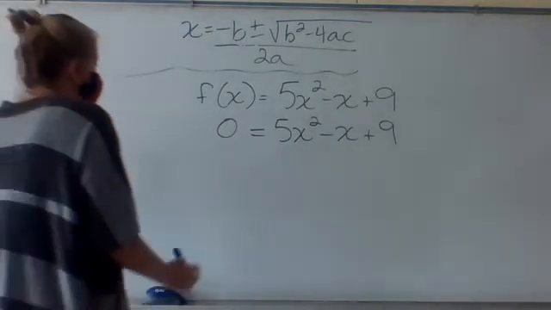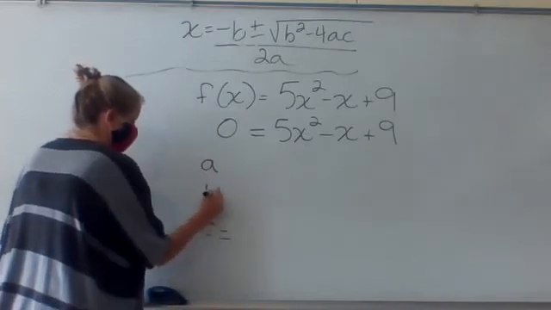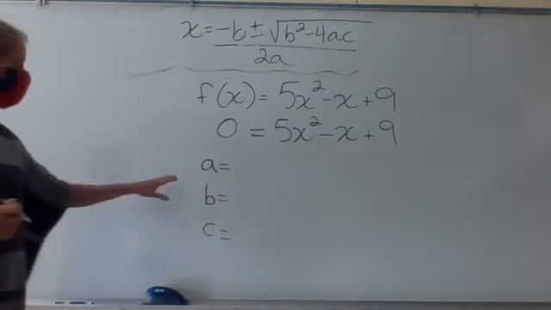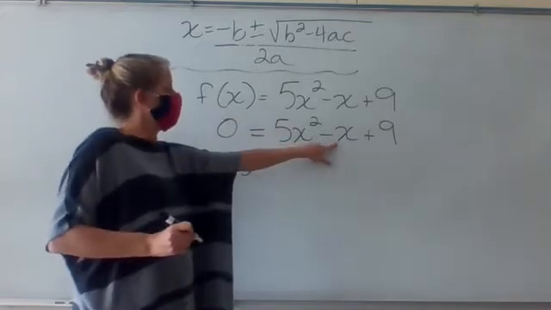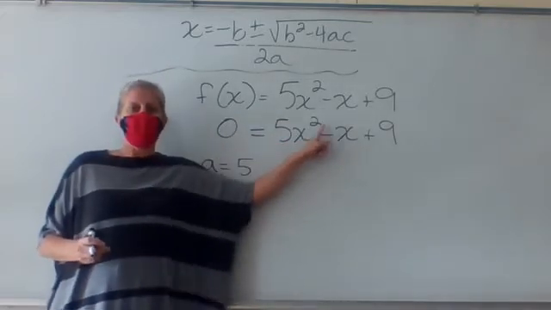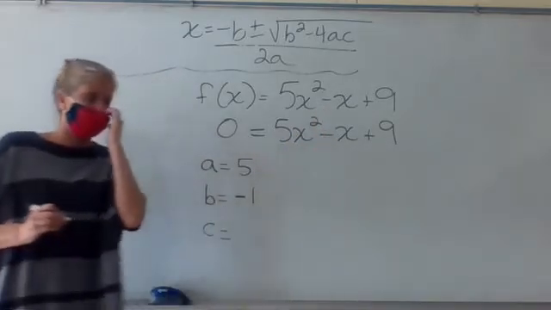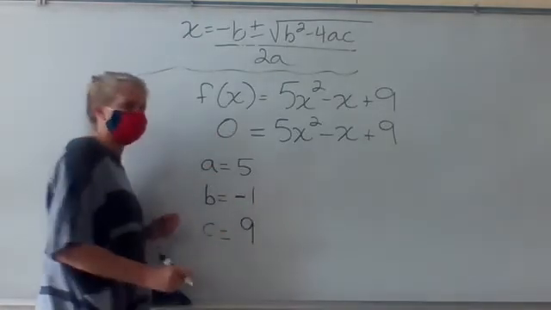Choosing A, B, and C. A is 5. B is the number in front of this x. So since it just says minus x, that means minus 1x, right? Which means your B is negative 1. And your C is positive 9.